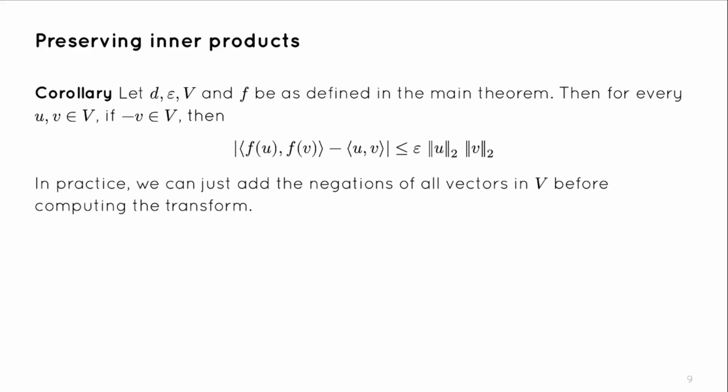And so in practice, that means that if we want to preserve the inner products as well, just add the negations of every vector in our set to the set, and then compute the Johnson-Lindenstrauss transform, and we also get the inner products preserved, at least in this way.